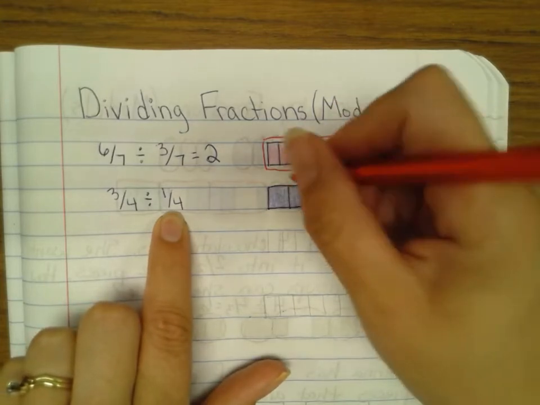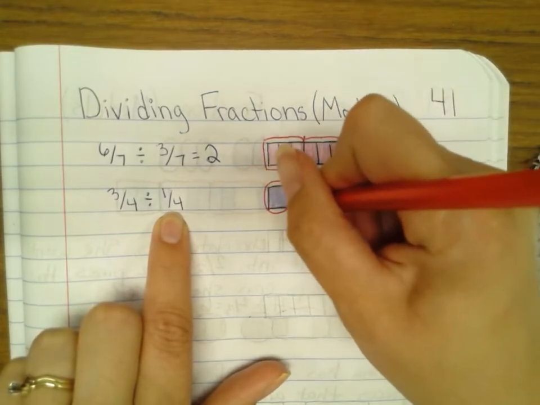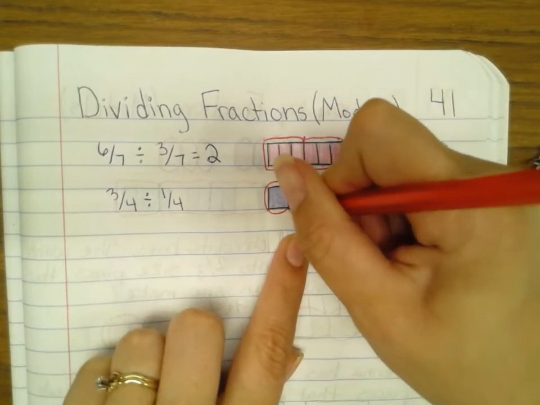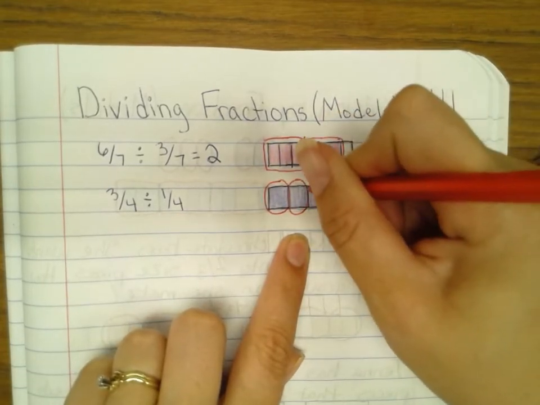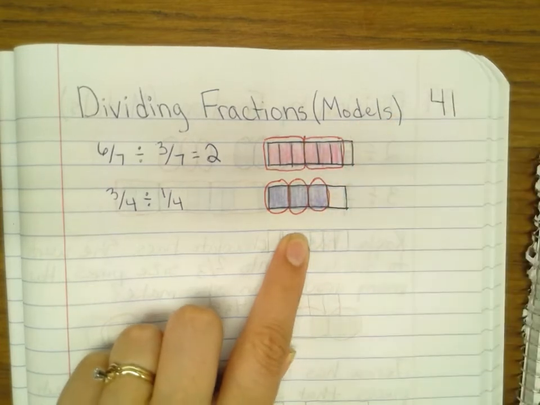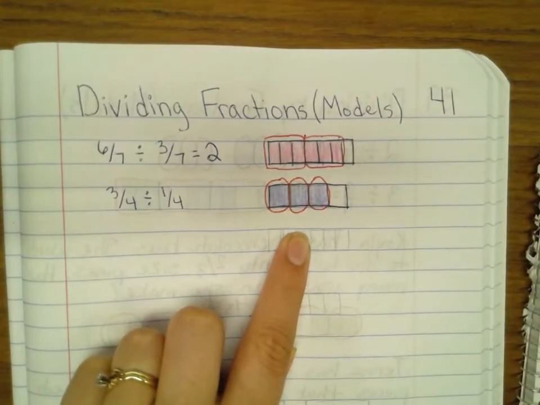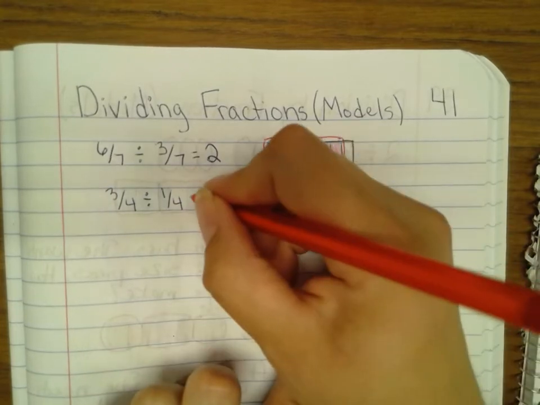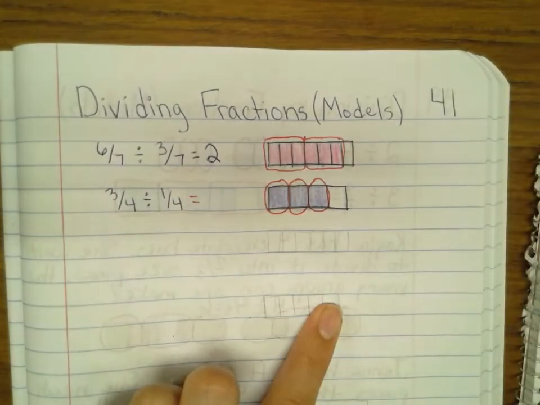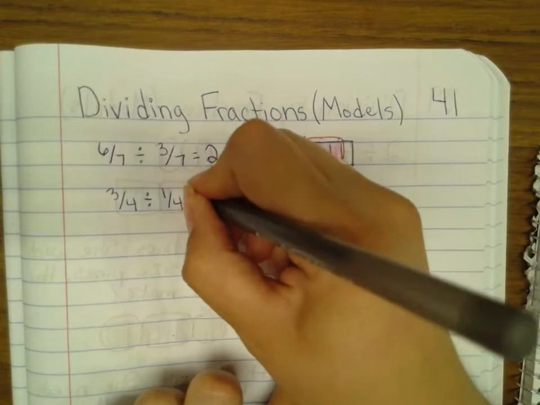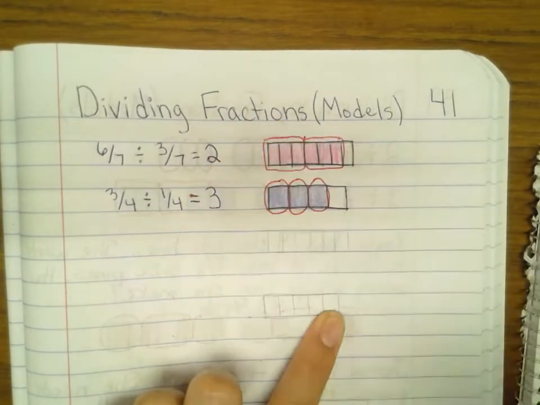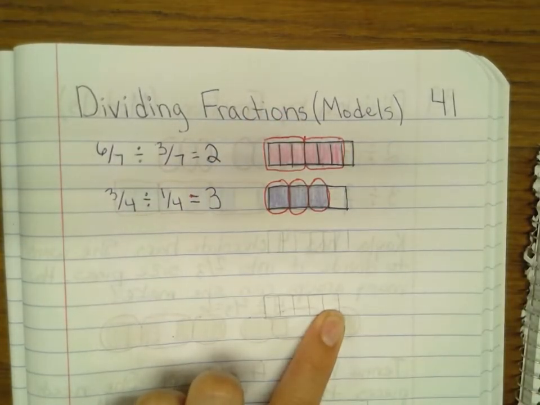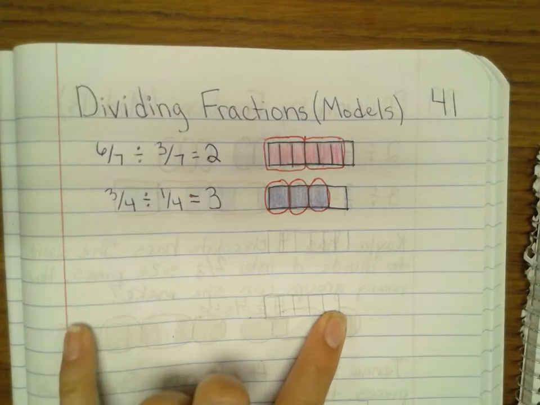So there's a group of 1/4. Here's another group of 1/4. And here's another group of 1/4. So if I take 3/4 and I split it into groups of 1/4, I end up with 3 complete groups. Okay, skip another line.